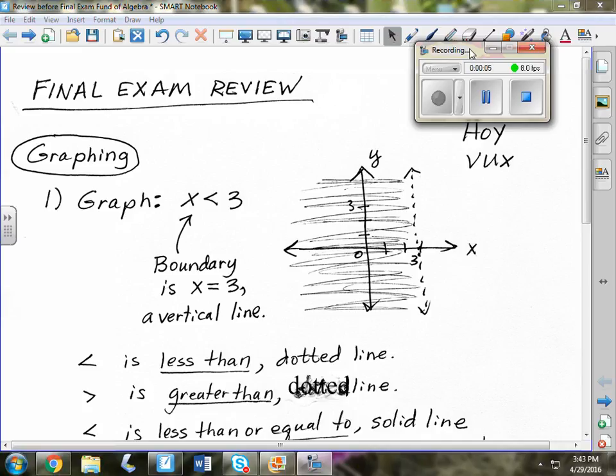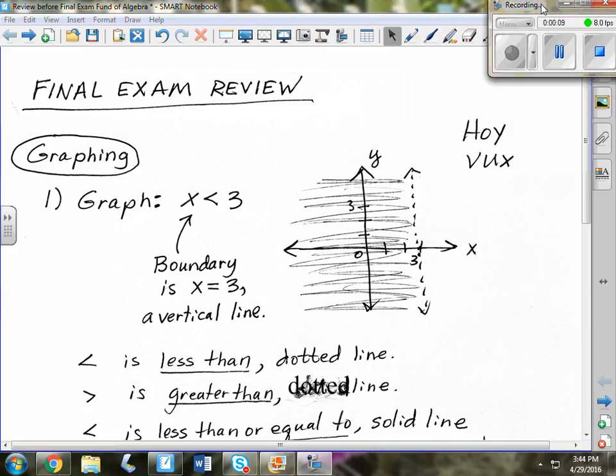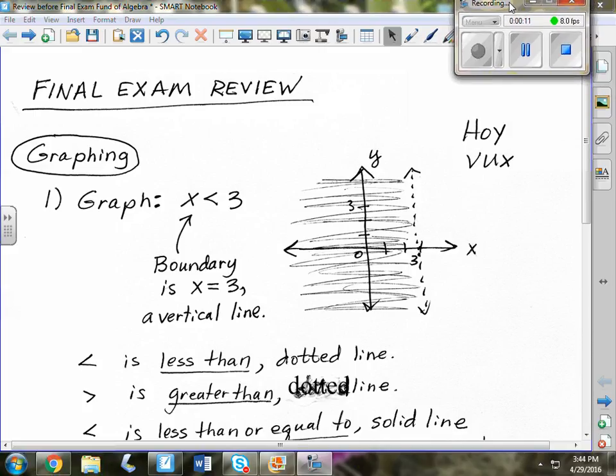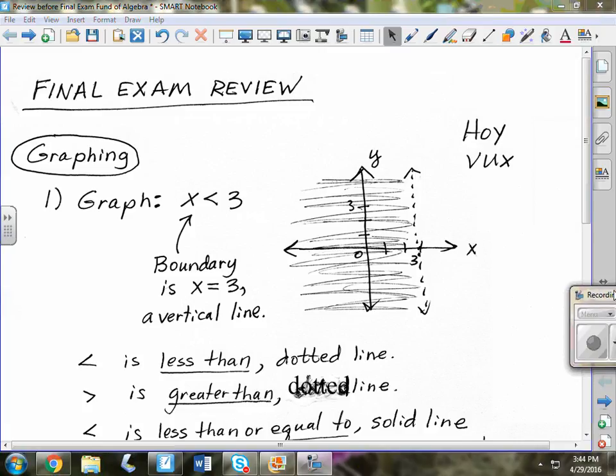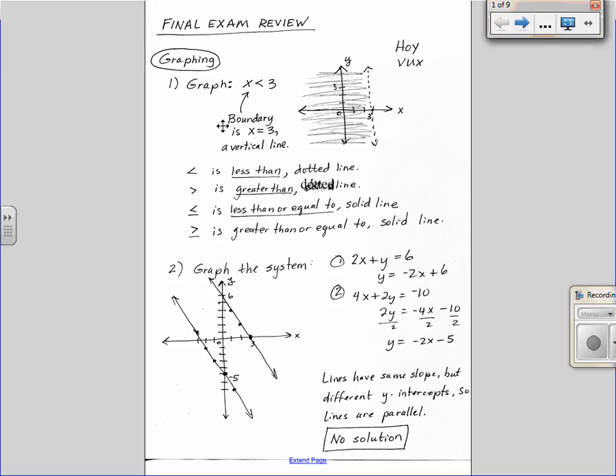Okay, we're going to take a look at a review before the final exam for fundamentals of algebra. Let's move this out of the way and go ahead and get started. So there's going to be a good deal of graphing. Let's take a look at that.